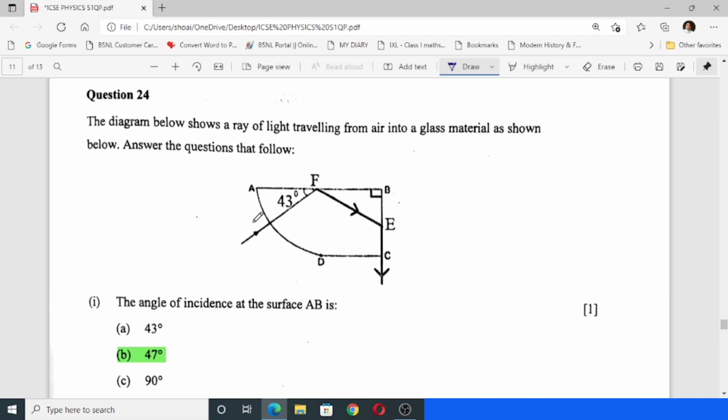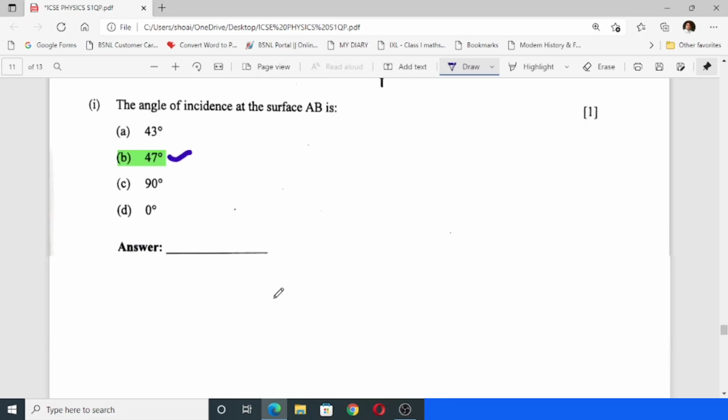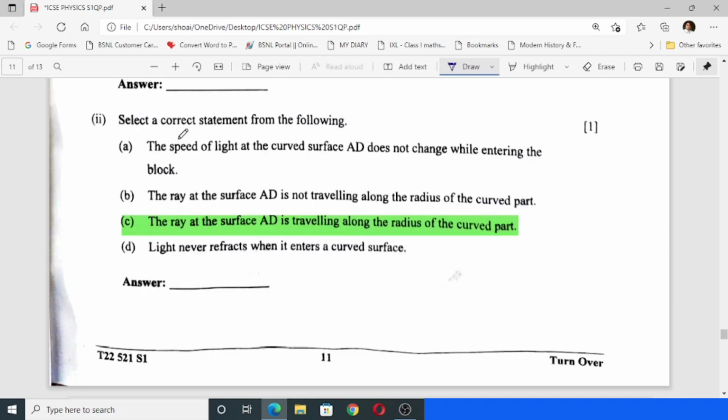Question number 24. Read the diagram, go through the diagram, and on the basis of the diagram you have to answer. The angle of incidence at the surface AB is, B is the correct answer, that is 47 degrees. Then number 2, select the correct statement from the following. C is the correct statement: the ray at the surface AD is traveling along the radius of the curved part.